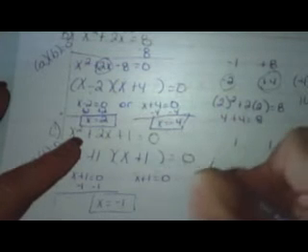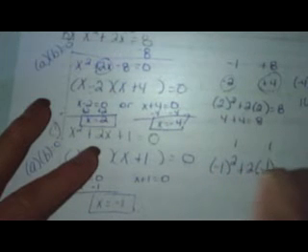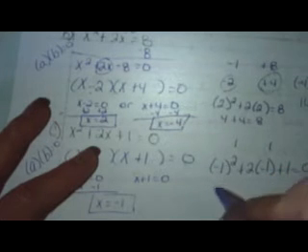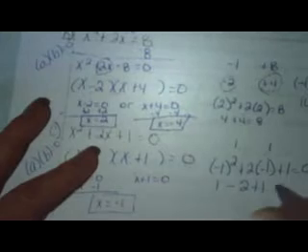Subtract 1 from each side, so x equals negative 1. Let's check it. That gives me negative 1 squared plus 2 times negative 1 plus 1. Does that equal 0? That leaves me with 1 minus 2 plus 1, which does equal 0, so this is your correct solution.